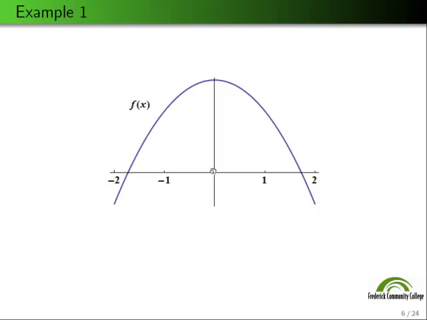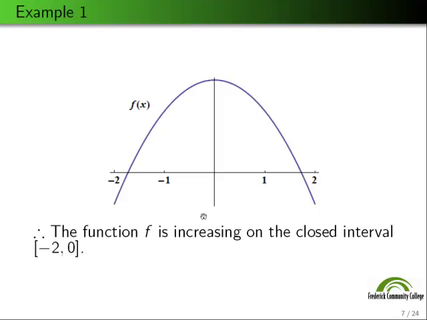And then right here at 0, the function starts to decrease. We start to slide down. So we're climbing, climbing, and then at 0, we start to slide down. So it's getting bigger on the closed interval from -2 to 0. Therefore, the function f is increasing on the closed interval from -2 to 0, because that is where we are climbing in our domain.